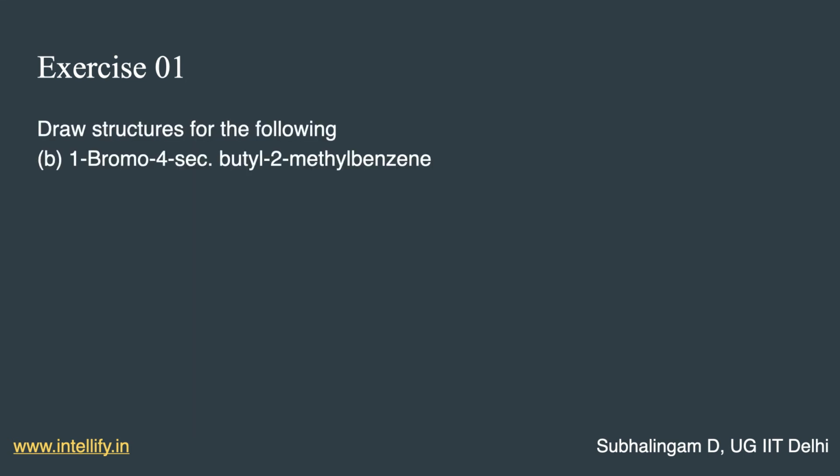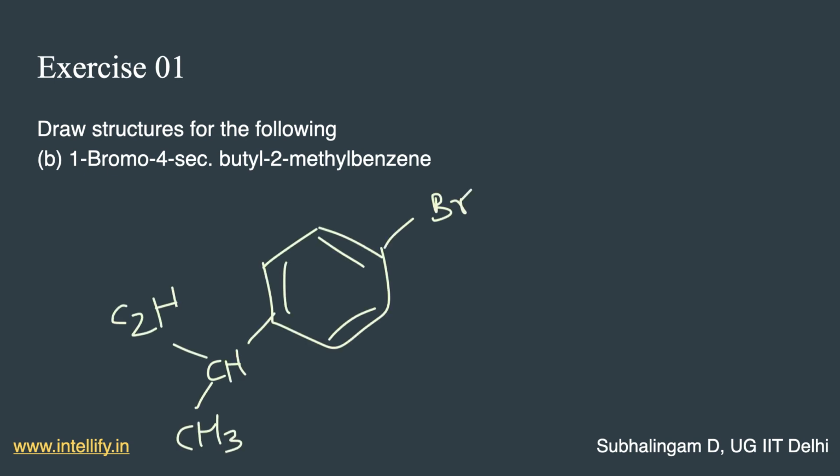Another example, let's try to draw 1-bromo-4-sec-butyl-2-methylbenzene. By the way, sec, primary, tertiary, those things are part of IUPAC nomenclature also. But iso, neo, those things don't come under IUPAC. Let's continue. Let's try to draw this. We have 2-methylbenzene. So the benzene is the main ring over here, and we have 1-bromo, 4-secondary butyl, and 2-methyl. I hope it's clear now, and yeah, I'm moving on.